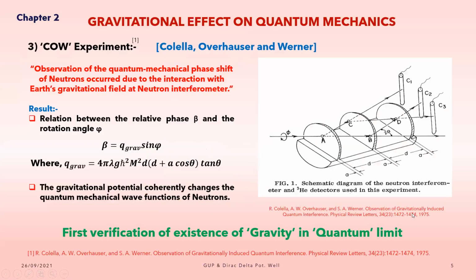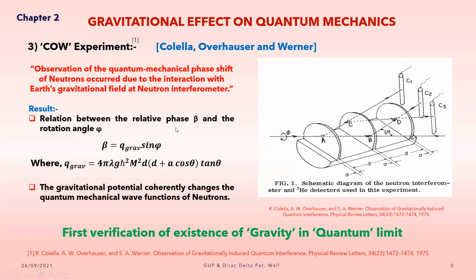Okay. So before going to my main topic, I just want to show you and explain what is called the COW experiment, by Colella, Overhauser and Werner. They experimented with a neutron interferometer, and they rotated this neutron interferometer in the Earth's gravitational field, and they found that due to an interaction of the neutron with the Earth's gravitational field, there is a phase shift of the wave function of the neutrons.